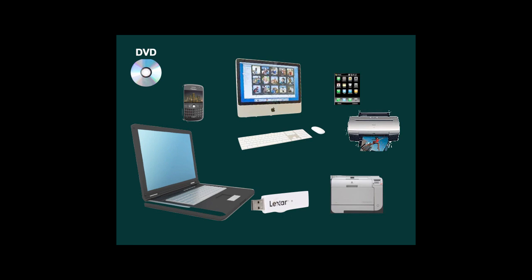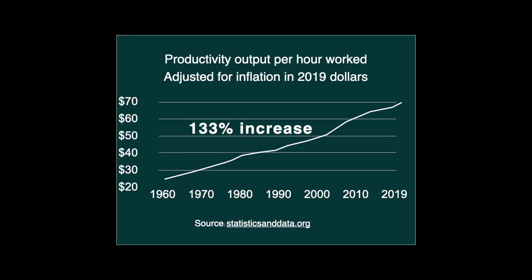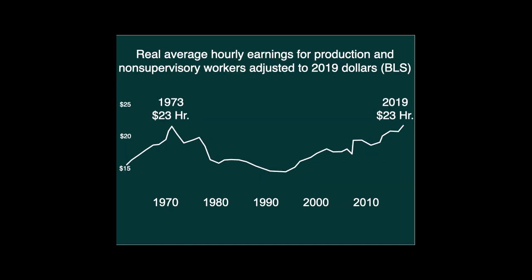Every place you look, whether it's how often you have to change your oil or paint your house these days, everywhere we look, productivity is increasing. And statistically, after adjusting for inflation and using 2019 dollars, productivity went from $30 worth of goods and services per hour in 1970 to $70 in 2019, which is a 133% increase. And at the same time, after adjusting for inflation, wages for the majority of workers were exactly where they were in 1973, almost 50 years later, $23 an hour in 2019 dollars.